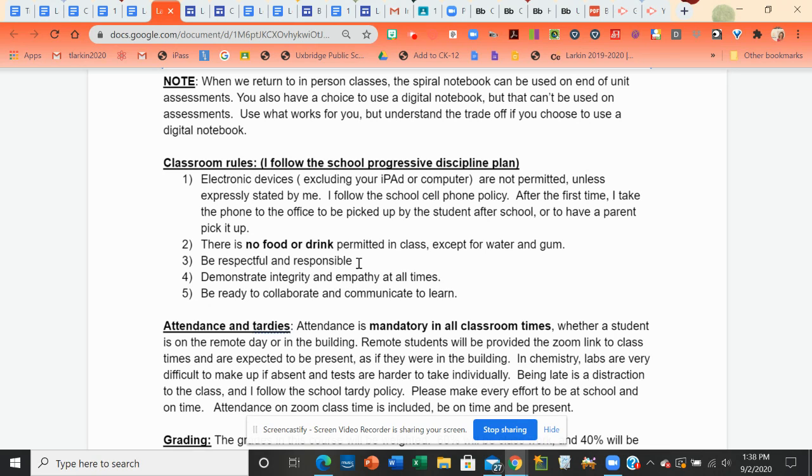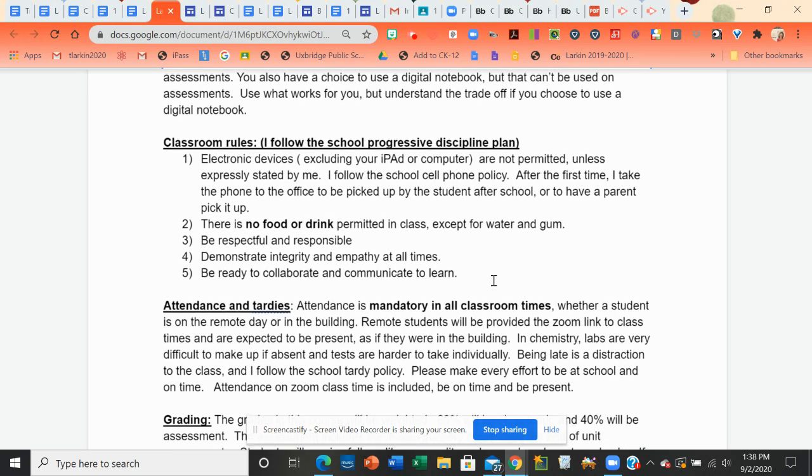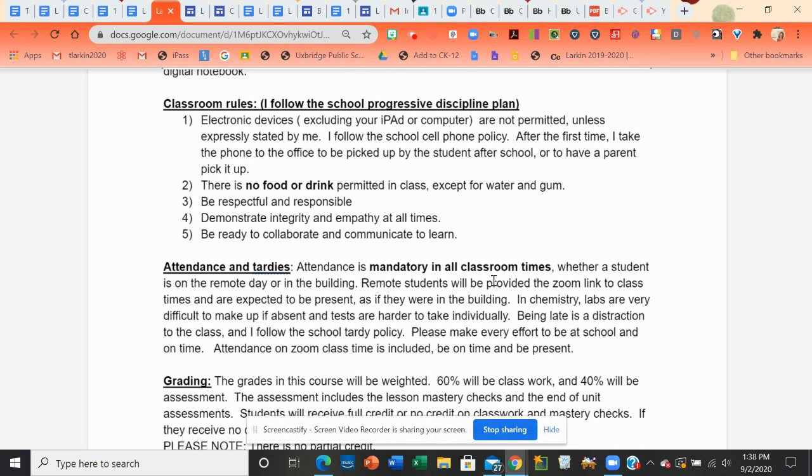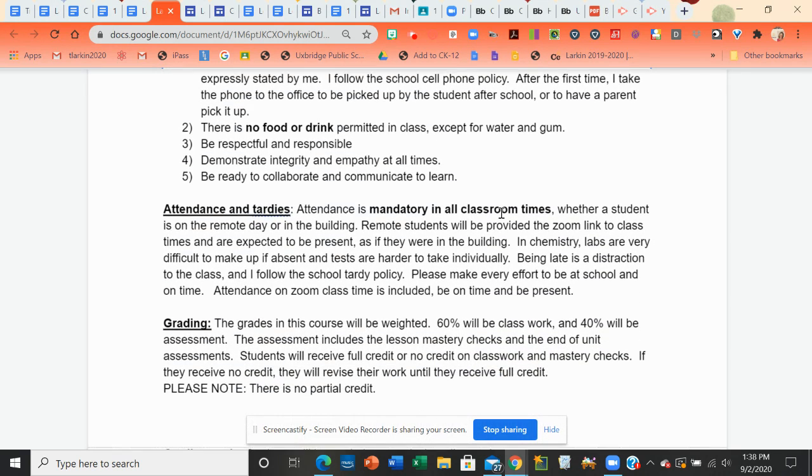Be respectful and responsible. Demonstrate integrity and empathy at all times, and be ready to collaborate and communicate to learn.